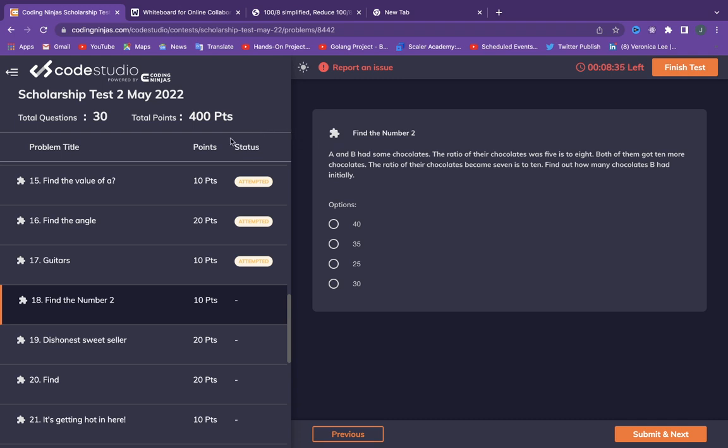So 50x plus 100 is equal to 56x plus 70. 50x plus 30 would be equal to, no, 6x would be equal to 30, and x would be equal to 5. So B had 8 into 5, so 40.